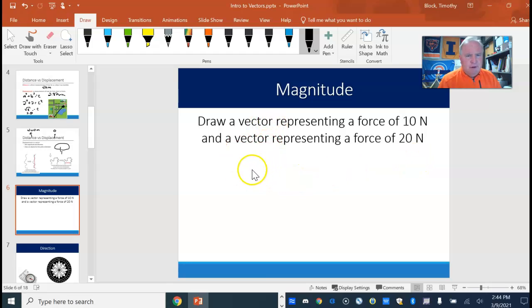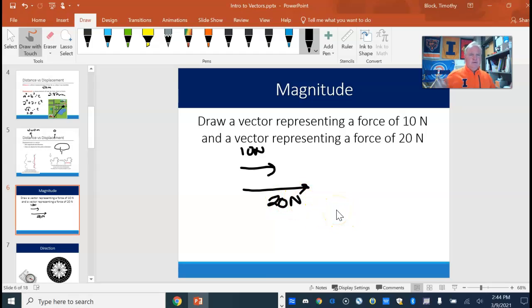If we want to draw a vector that's 10 newtons long, well, it's pretty simple. We draw a vector and we mark it as 10 newtons. But if we had to then draw one that was 20 newtons long, well, remember that we then draw that arrow twice as long because the vector length represents its magnitude, how big it is. So very simple. Magnitude is simple.